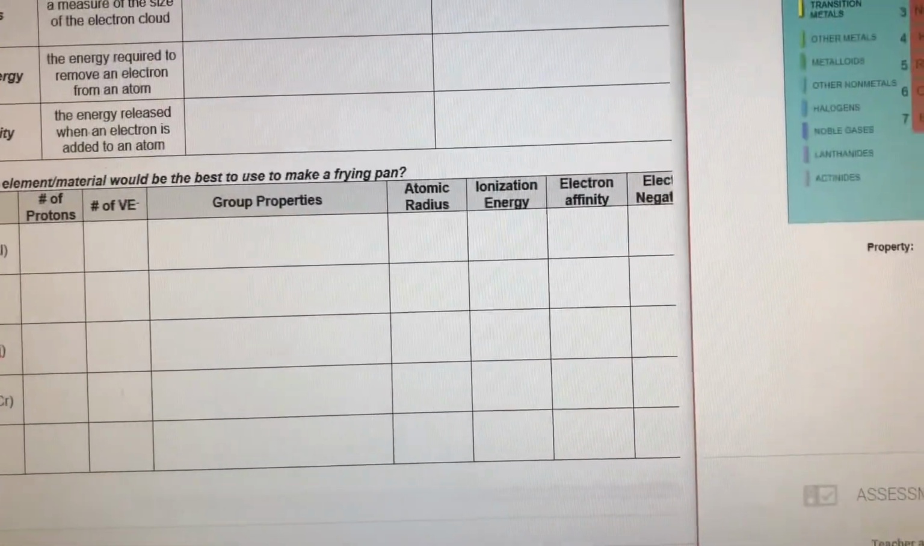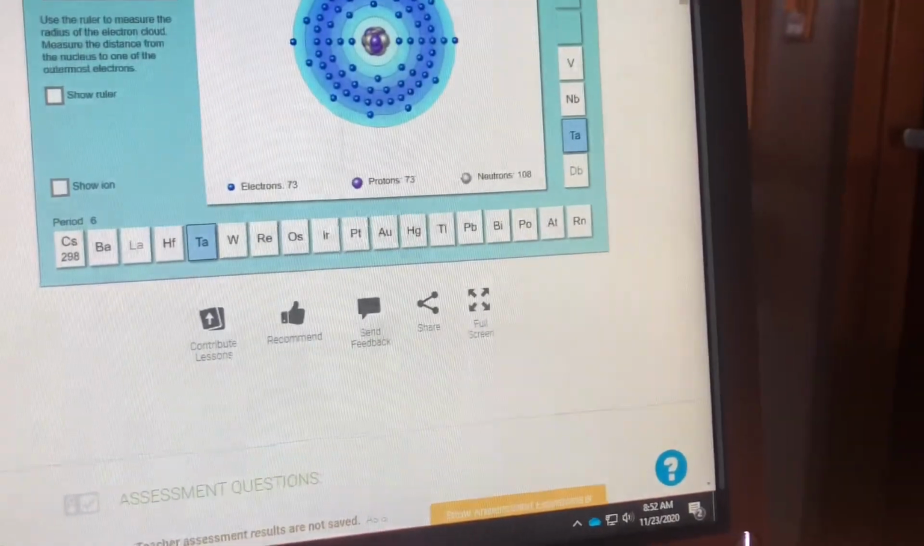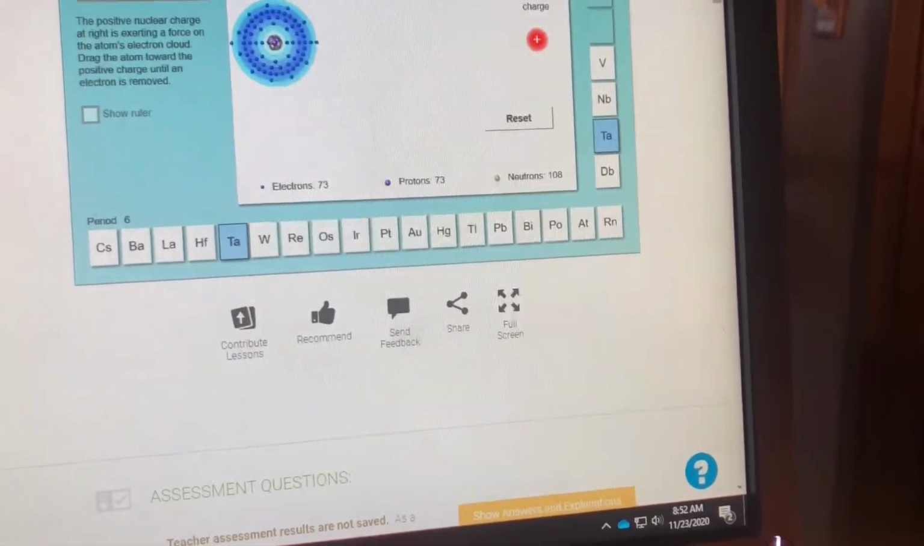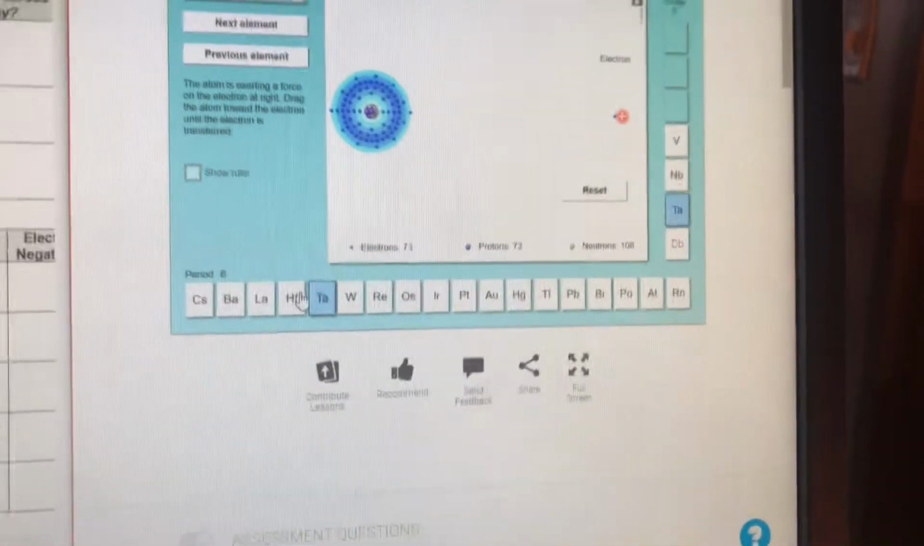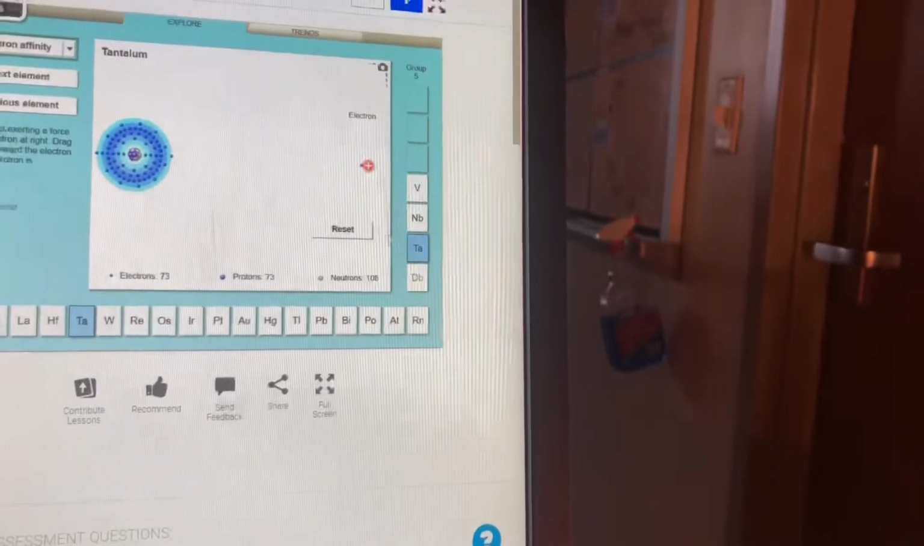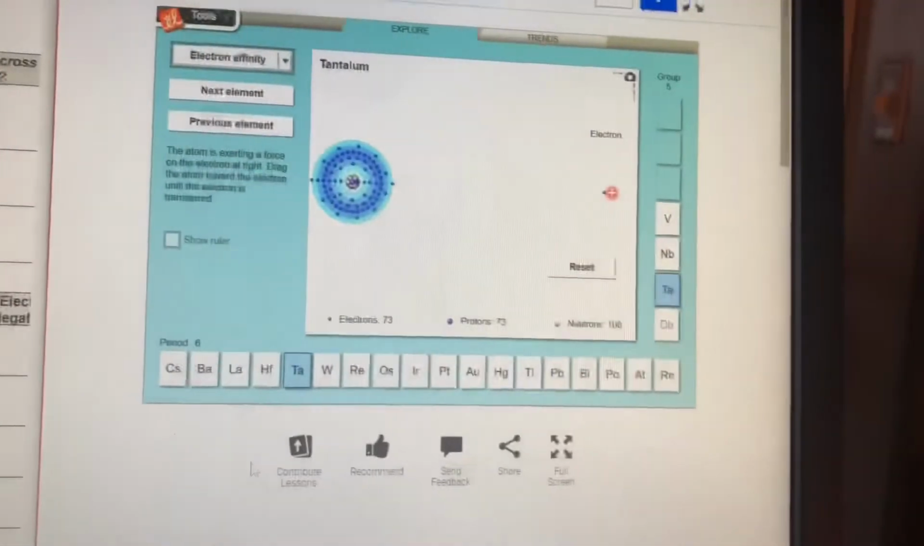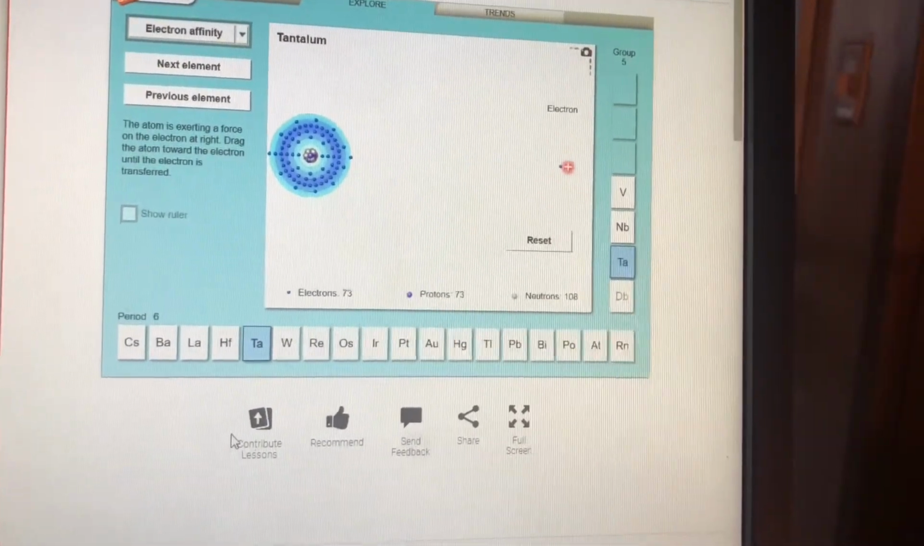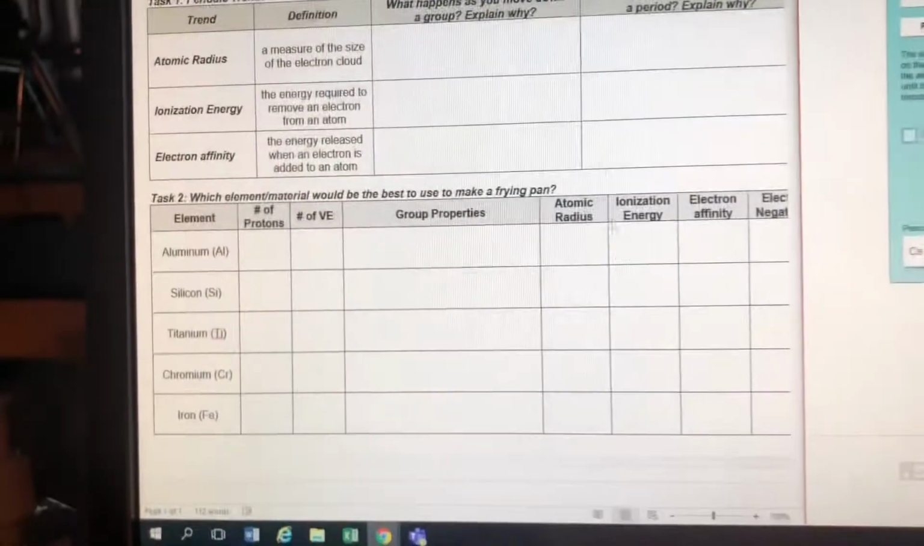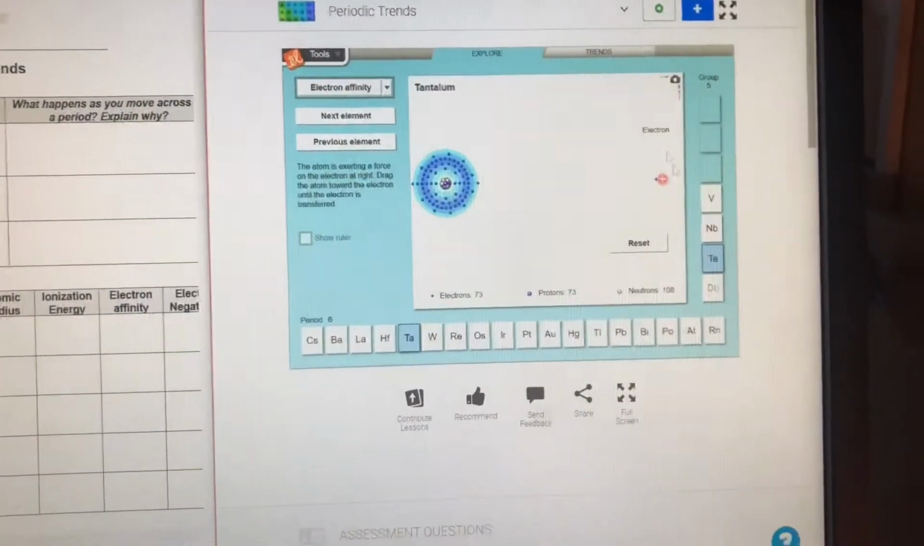Then you have your atomic radii, your ionization energy, and your electron affinity, which we got from here, okay? And then your electronegativity, okay, which you get from here, okay? I think it's pretty self-explanatory. All of your answers come from the gizmo, so that's not too bad.